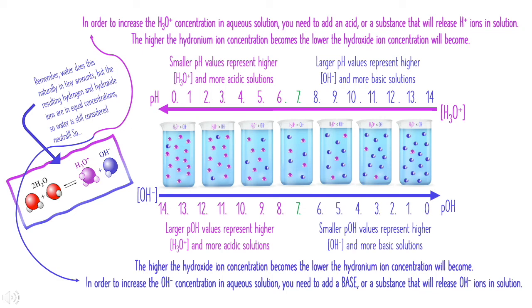Now, looking more at the pH scale and the pOH scale, more acidic conditions are going to be represented by smaller numbers on the pH scale and larger numbers on the pOH scale. And then more basic conditions are going to be represented by larger numbers on the pH scale and smaller numbers on the pOH scale. I hope this video was helpful.